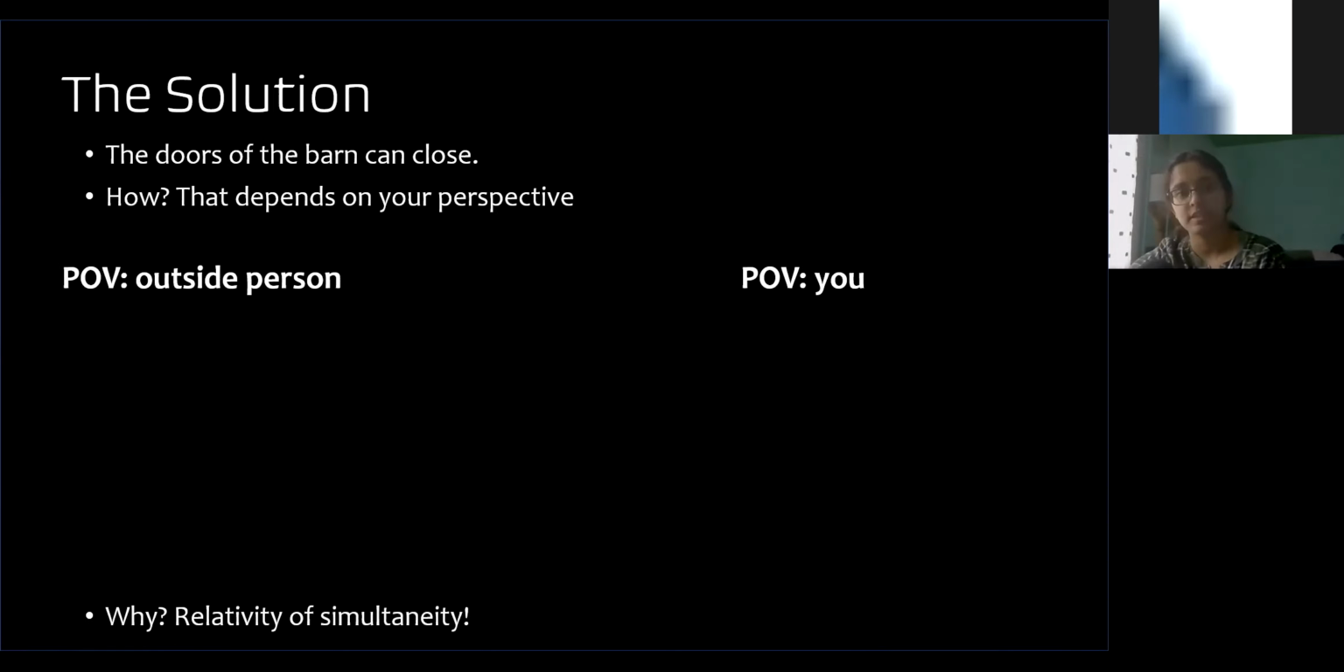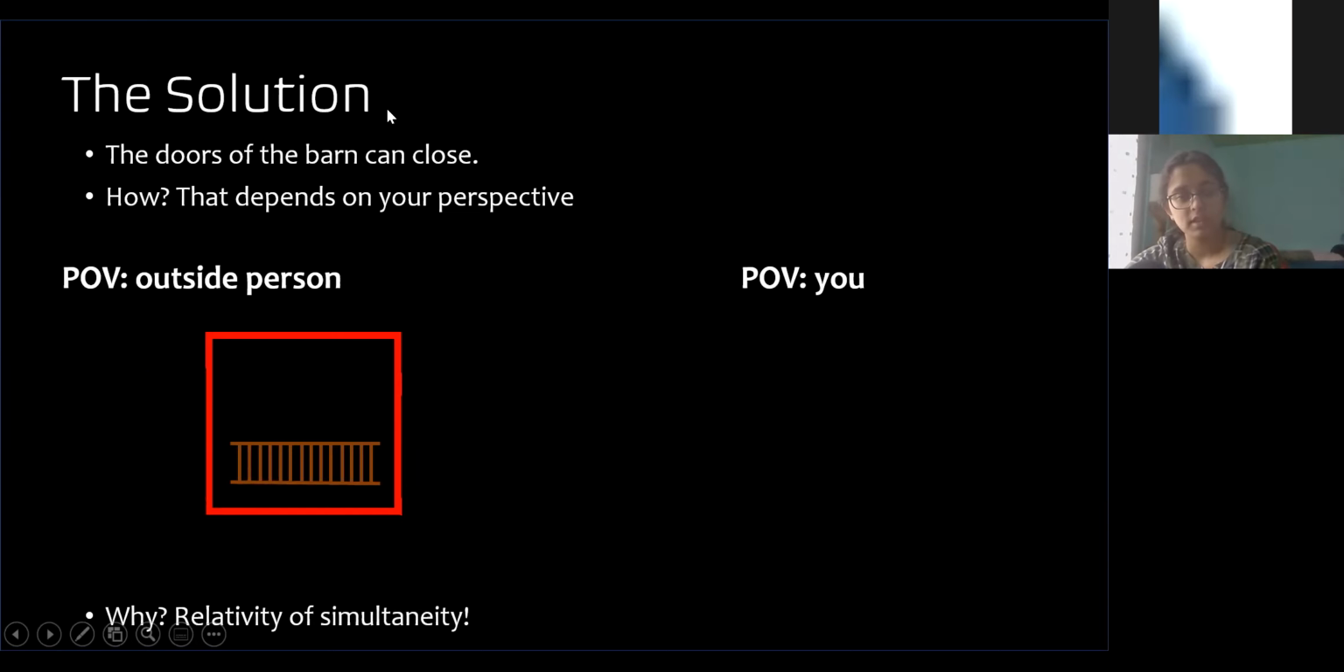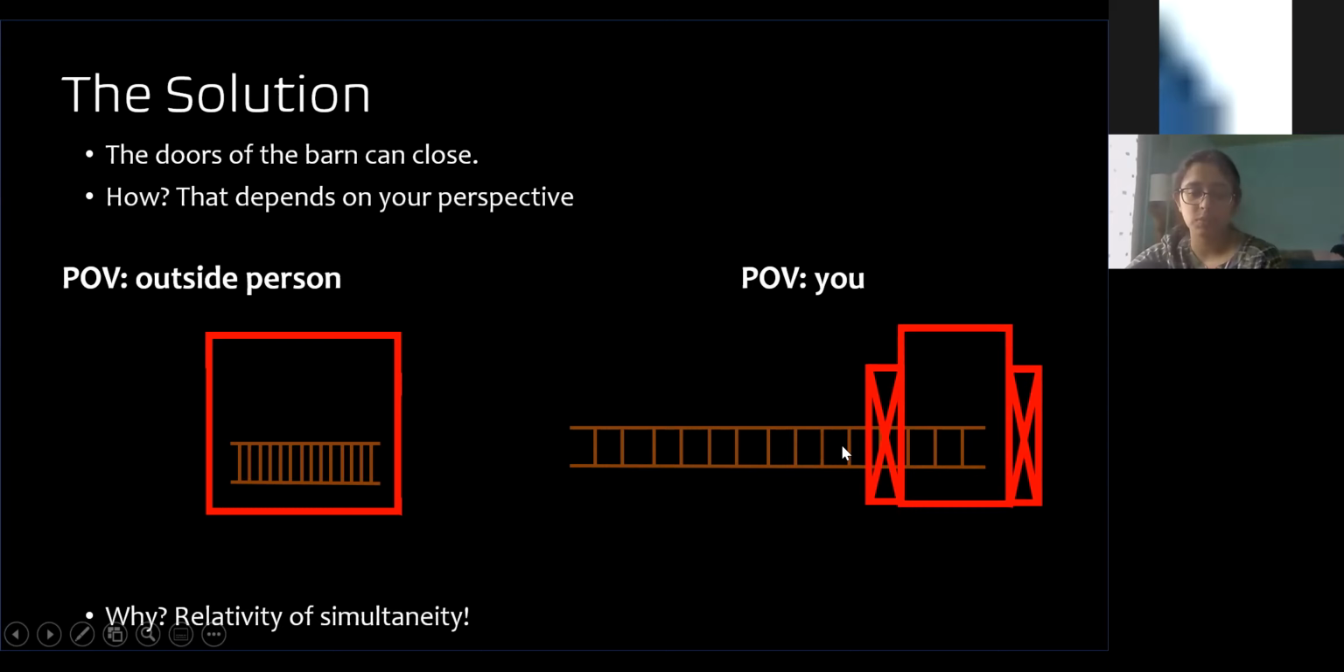So the solution to this is that the doors of the barn can indeed close. How? That depends on your perspective. So again, if we look at the point of view of the outside person, you have the barn, which is staying still, and the ladder, which is length contracted enough that it can fit inside the barn, and the doors can close at the same time. However, according to you, the ladder is not length contracted, and the barn is actually what's going to move. And what you see is a bit weird. You'd see the barn rushing towards you, and just before you pass through this door, it would close for a moment, then open again.